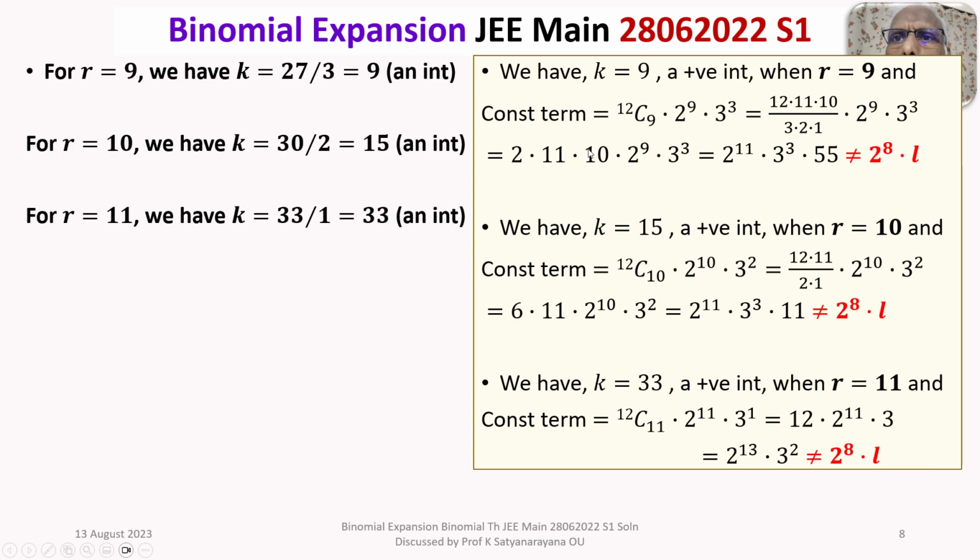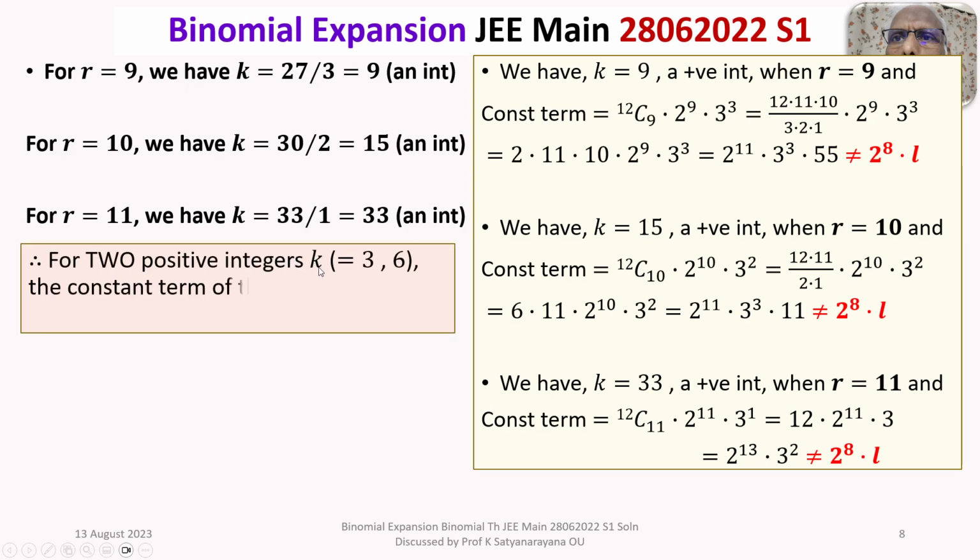So therefore, in this slide what we have seen is that these three are not valid positive integers k. What we have seen in the earlier slide, there are only 2 values of k which are positive, for which the constant term is of the form 2 power 8 into L, where L is an odd integer. For the 2 positive integers k is equal to 3 and 6, the constant term of the binomial expansion is of this form 2 power 8 into L, where L is an odd integer. This we have seen in the last slide.